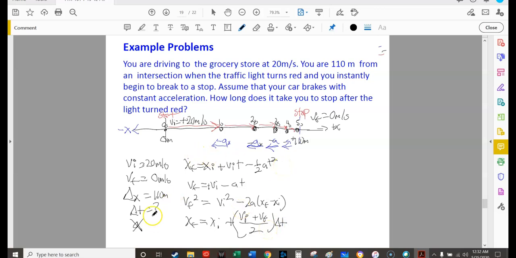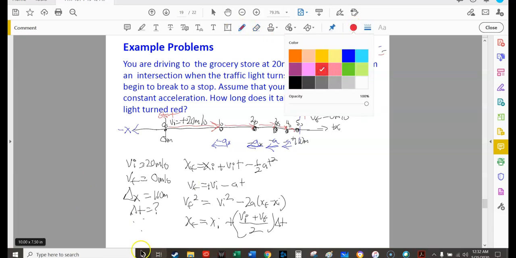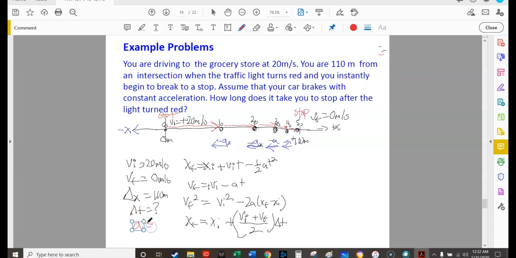Well, the reason why I listed out the a variable and crossed it out is I want to use the quickest equation to get at what I'm trying to find. So we don't have the acceleration vector, but we do have the initial velocity vector. We do know the final velocity, and we know the displacement, and we're trying to find time.